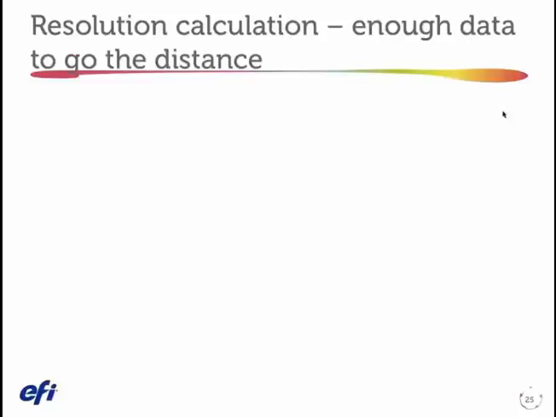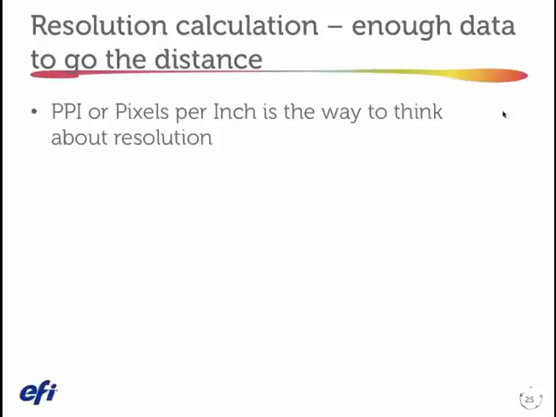When we talk about resolution, or what I have always called enough data to go the distance, we think about images in terms of pixels per inch. Pixels per centimeter is fine too. What I don't want you to say is DPI, or dots per inch, because DPI is very confusing. My printer has a certain DPI, my monitor has a certain DPI, right? The way to think about how this image is going to print is to think about how many pixels I got from the camera or scanner and how big I'm trying to print those pixels.